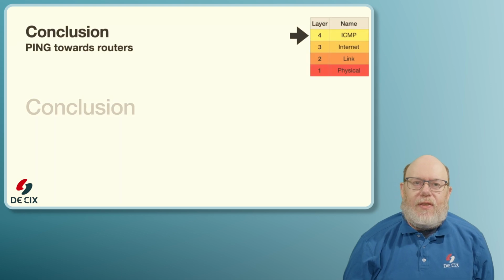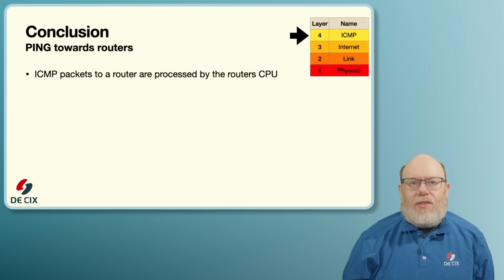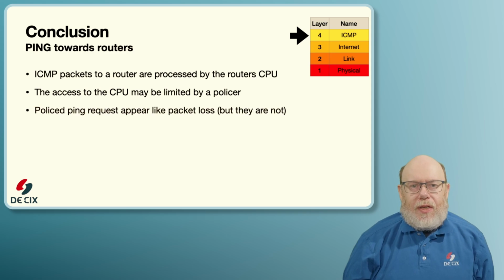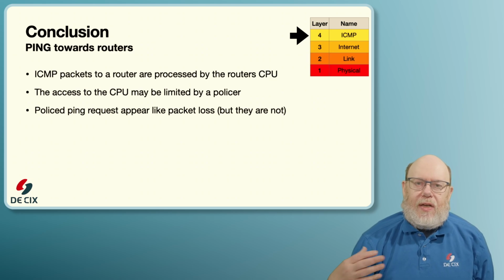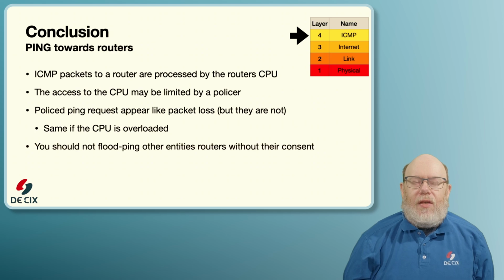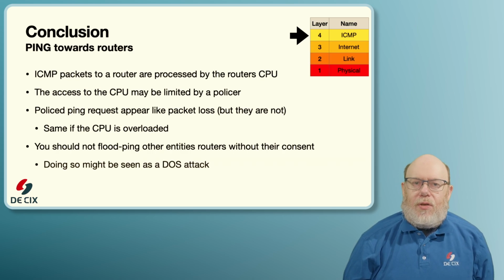Conclusion. ICMP packets to a router are processed by the router's CPU, and the access to the CPU may be limited by a policer. Policed ping requests appear like packet loss because a reply is not sent, but they are not packet loss. The same happens if the CPU of the router is overloaded. You should not flood ping any other entities or routers without the consent of the network operator, because doing so might be seen as a DoS attack.